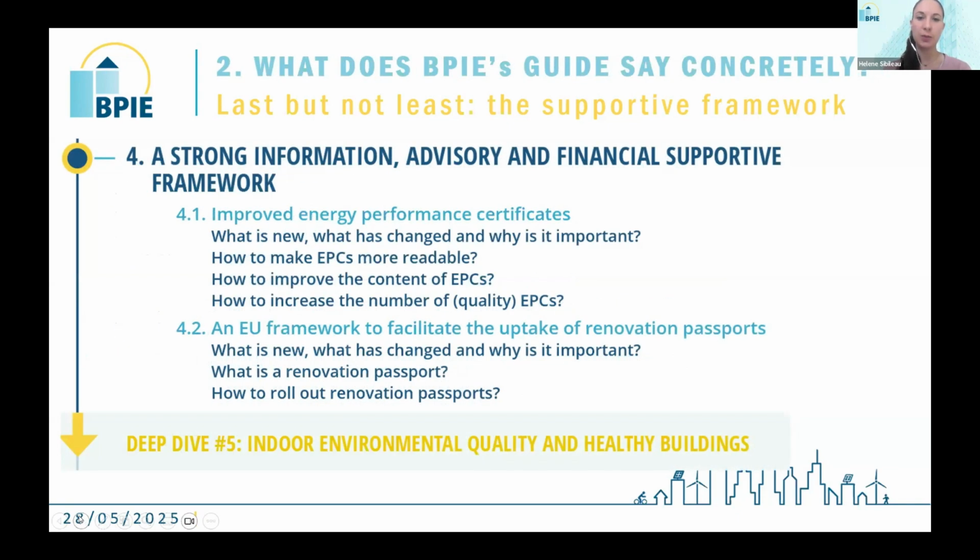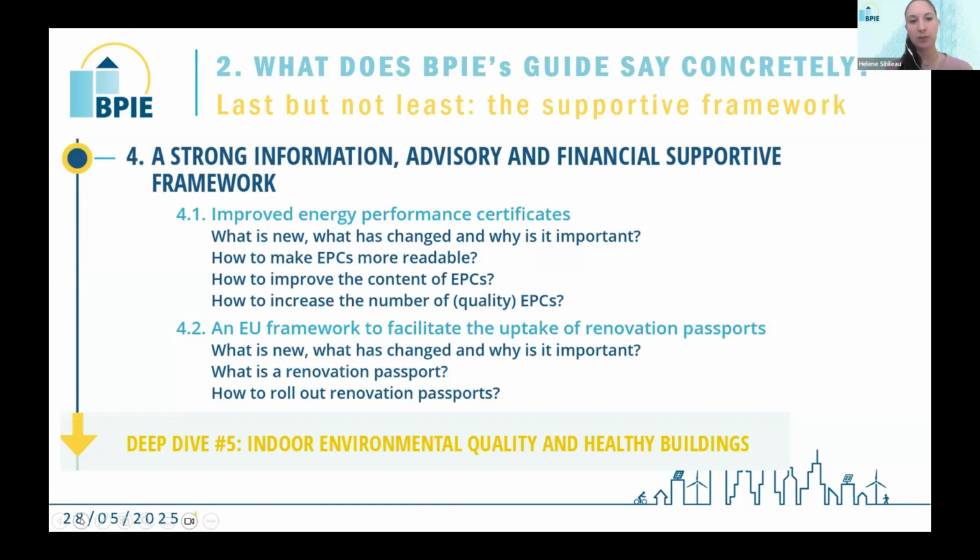Then moving on to the new framework to facilitate the uptake of renovation passports. This is a new thing in the EPBD. So basically, we outline what a renovation passport is, how it should look, how it should be designed and issued, and then which are the responsibilities to roll out renovation passports between member states, if they choose to make them mandatory or optional for building owners, basically what the different options are and how to incentivize their take-up.